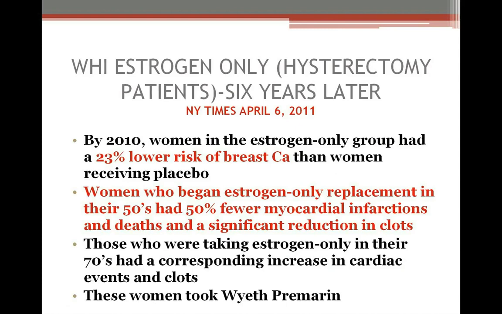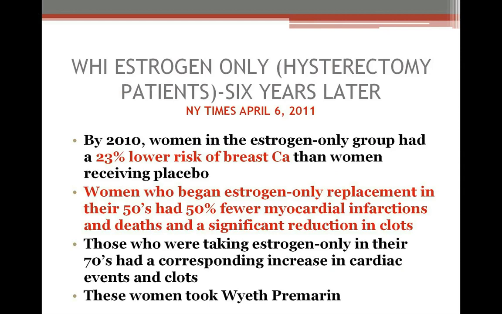Now, those of you who watched the news or maybe read today's New York Times or your local newspaper, if it was picked up as a wire service story, may have read this story. This is in today's paper. The data in the women who were receiving estrogen only was reanalyzed 6 years later. I would think the same thing has been done for the estrogen progestin hormone replacement group, but I haven't seen that data. But by 2010, the women in the estrogen-only group now had a 23% lower risk of breast cancer than women receiving placebo, both of whom had been off the treatment for 6 years. The women who began taking estrogen-only replacement in their 50s had 50% fewer myocardial infarctions and deaths and a significant reduction of clots.